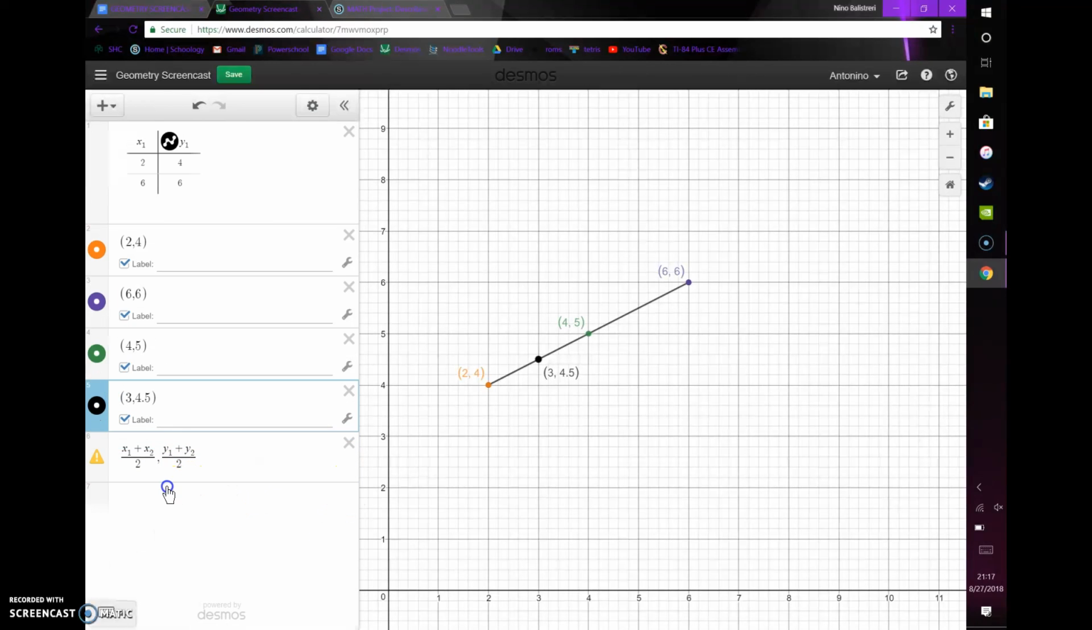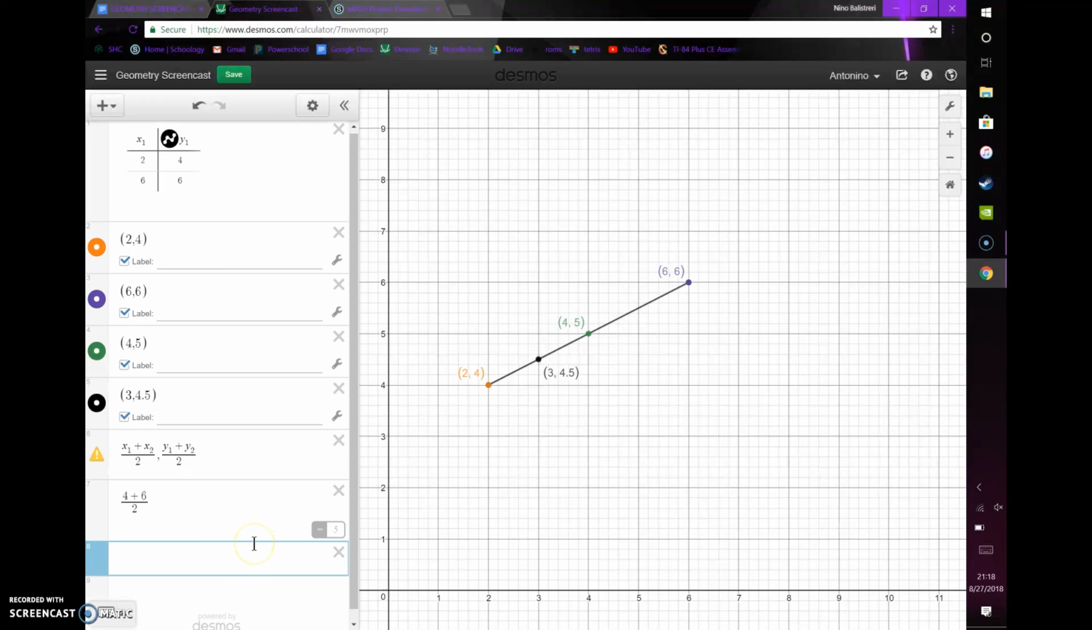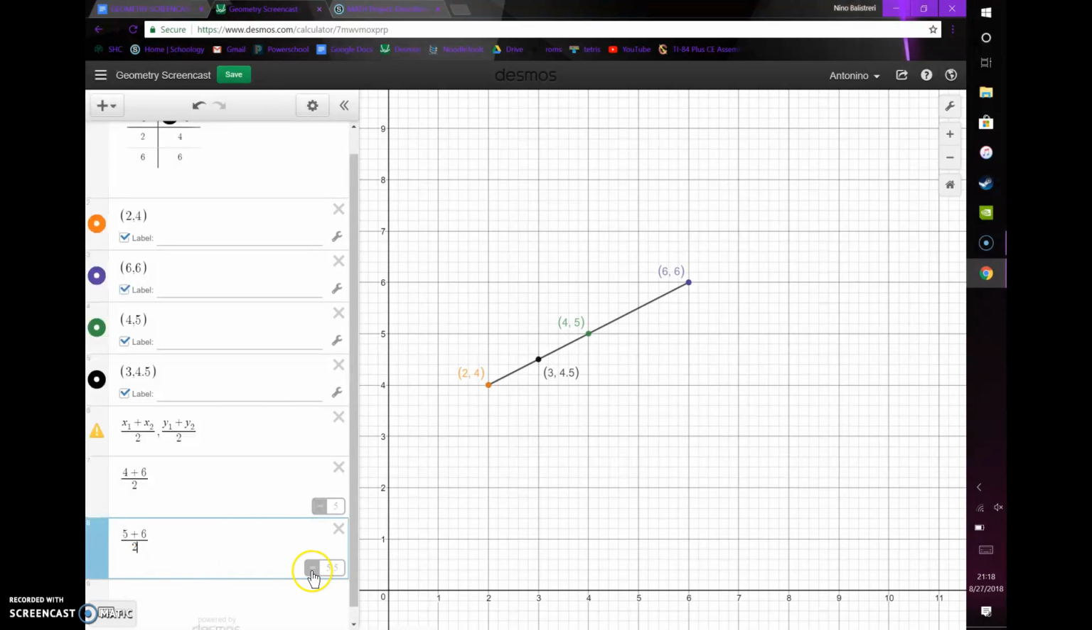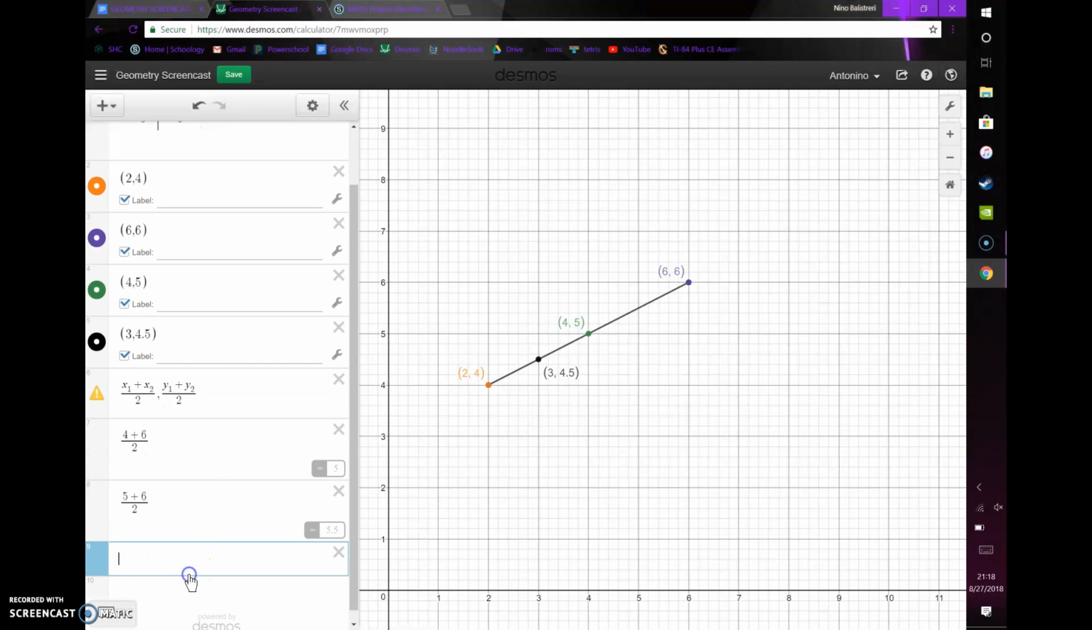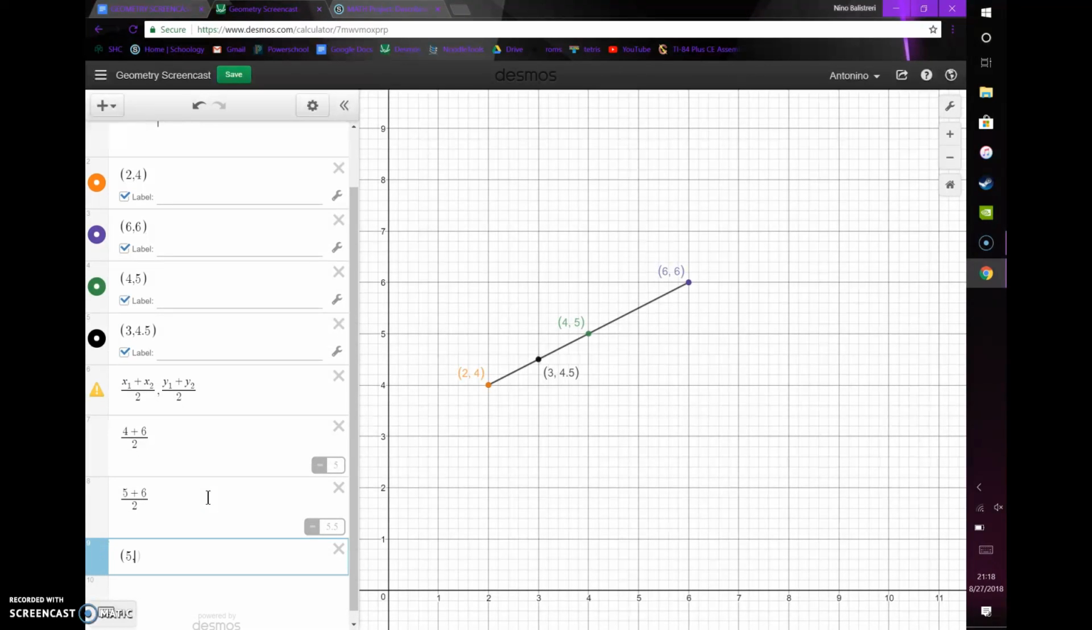And for the last line, you plug in these numbers with these numbers, and you'll get 4 plus 6, all divided by 2, which is equal to 5. And 5 plus 6 divided by 2 is equal to 5.5. Which gives us the point (5, 5.5).